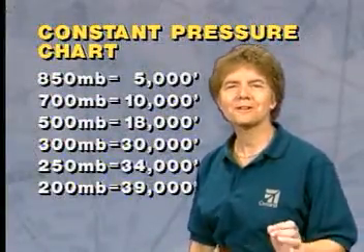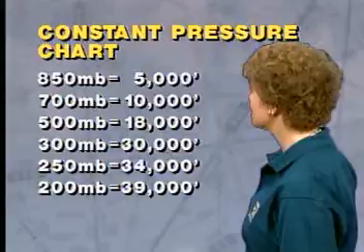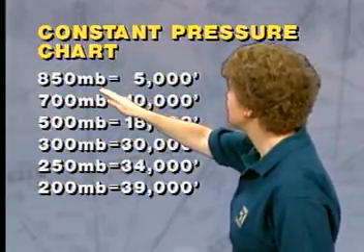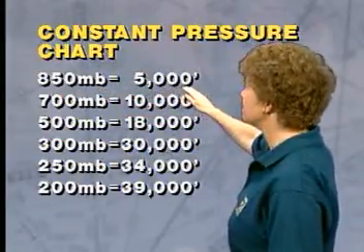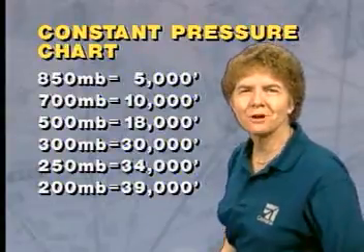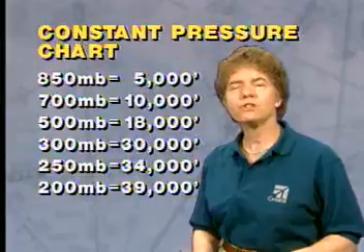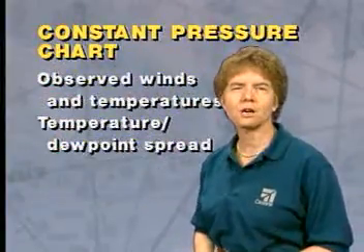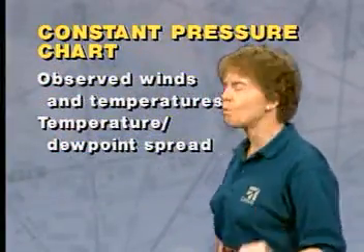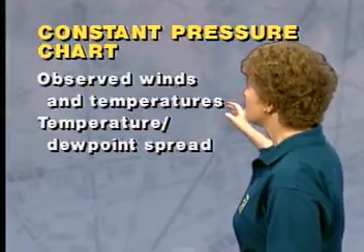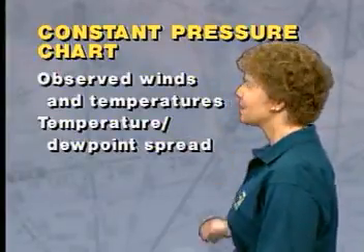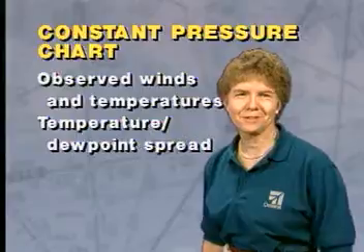There are 6 different constant pressure charts produced by the National Weather Service, ranging from 850 millibars or 5,000 feet all the way up to 200 millibars or 39,000 feet. What you get from these constant pressure charts are observed winds and temperatures, as well as the temperature dew point spread, and all for the altitude of your choice.